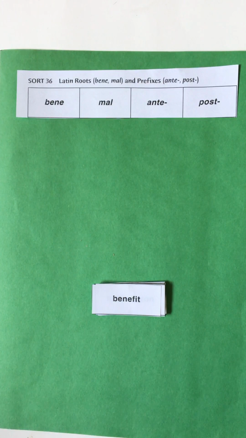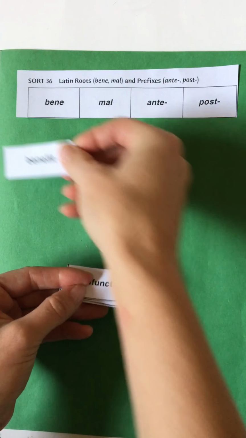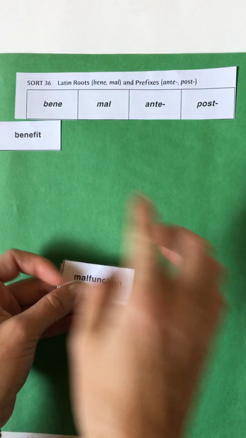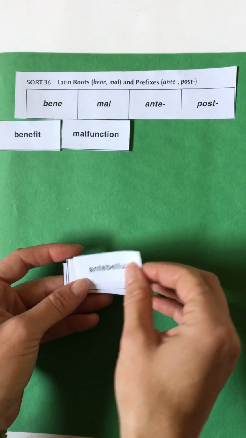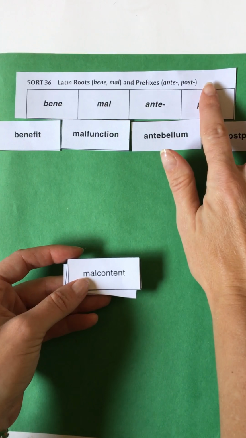Before I tell you what these roots mean, let's go ahead and sort them, and then you might be able to figure it out. So just a pattern sort. Benefit, I put it here. My headers are a little smaller than my words, so I'm going to spread them out just a little bit. Malfunction, antebellum, postpone. So there you go.